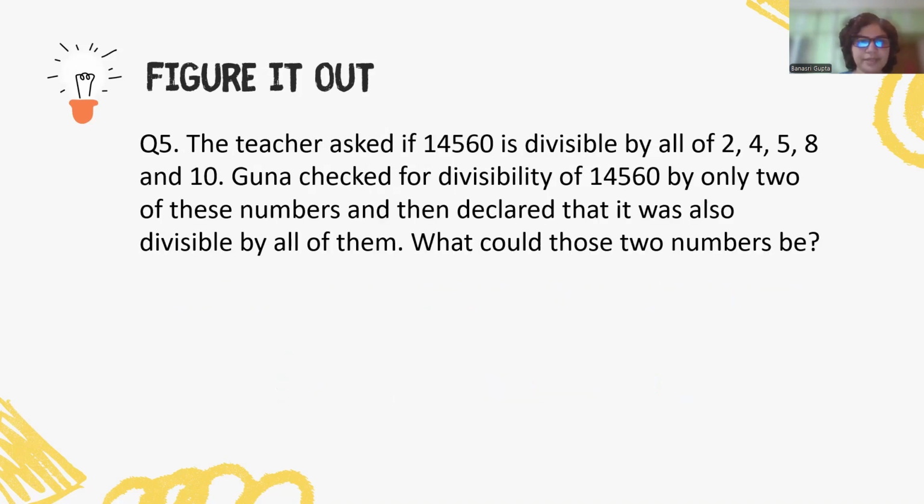So the next problem is, the teacher asked if 14,560 is divisible by all of 2, 4, 5, 8 and 10. Guna checked for divisibility of this number by only 2 of these numbers and declared that it was also divisible by all of them. What could the 2 numbers be? Just see these numbers. Can you find any pattern in these numbers? So what are the 2 numbers?